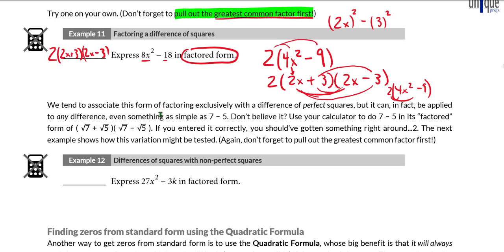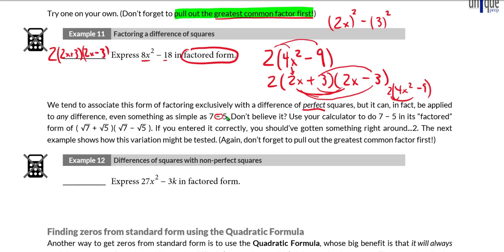A lot of students are under the assumption that a difference of squares only works when you have really nice, neat, perfect squares. It is generally true that you only want to factor using this difference of squares method when you have perfect squares. However, you should be aware that difference of squares actually works with all differences, whether you have perfect squares or not.